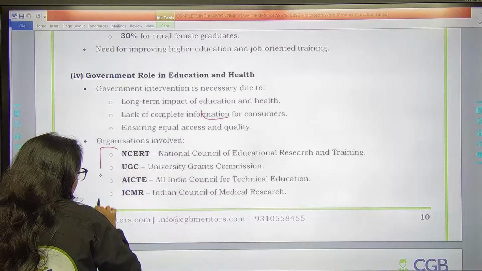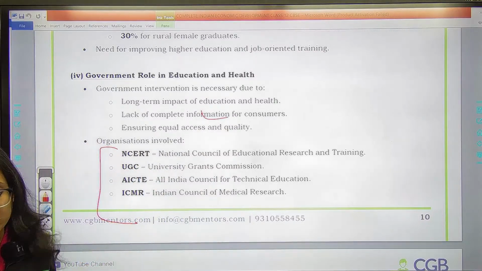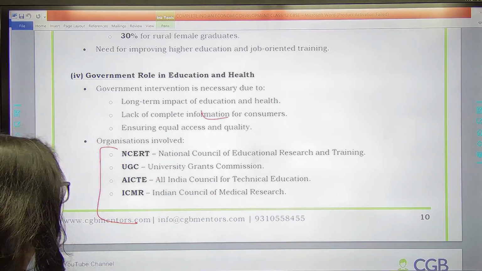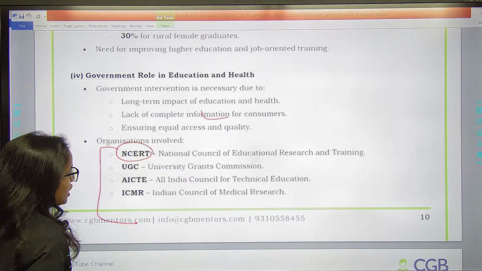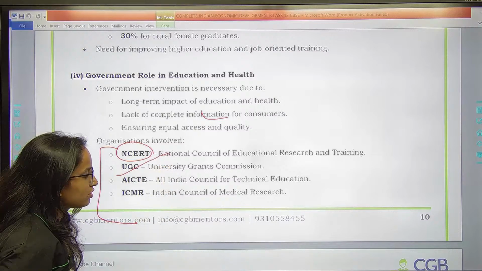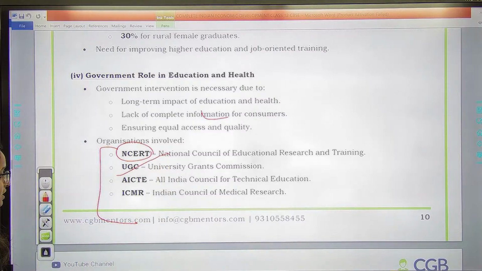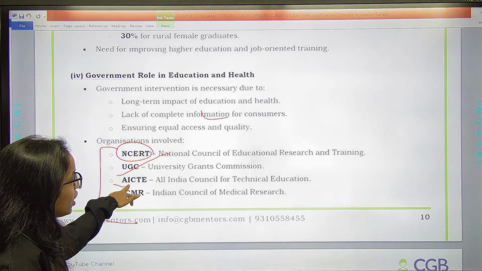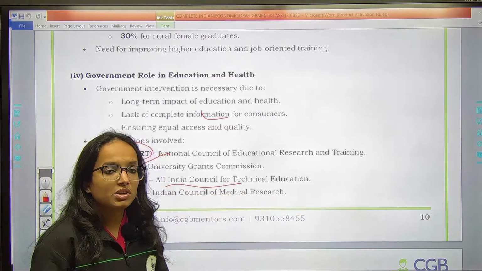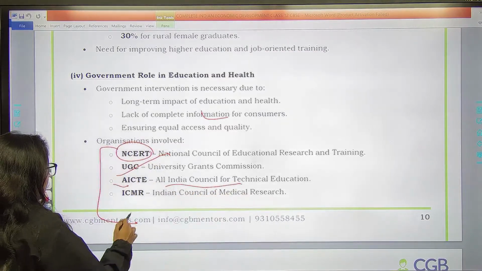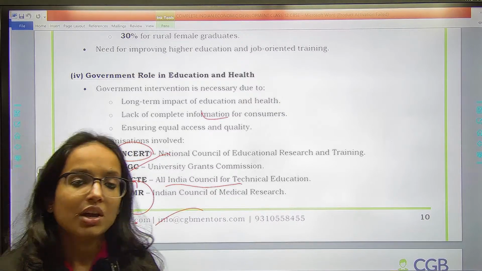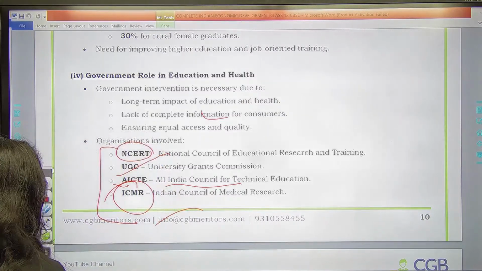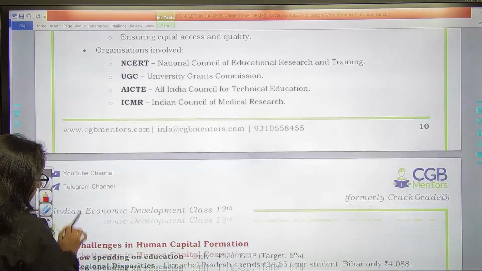So which are the organizations working towards education and health? These are NCERT, whose textbooks are your basic source. UGC, the University Grants Commission, which handles higher education. AICTE, the All India Council for Technical Education, which promotes technical education. ICMR, the Indian Council of Medical Research, which oversees and regulates the medical research segment.